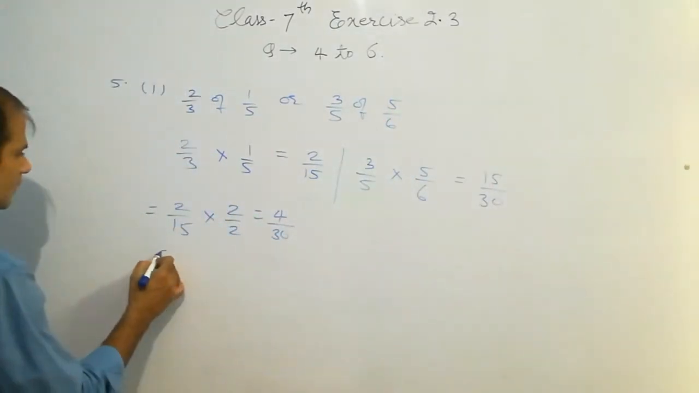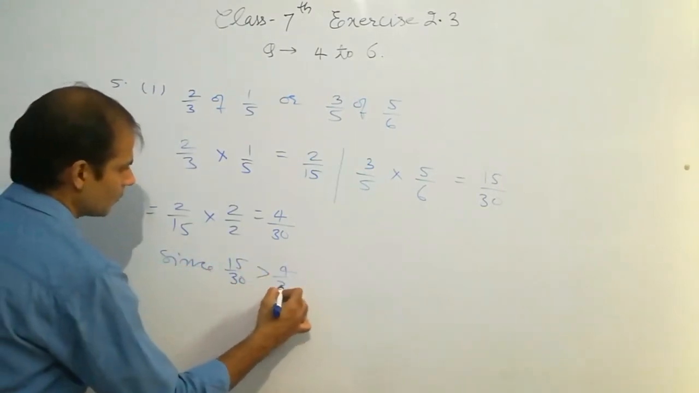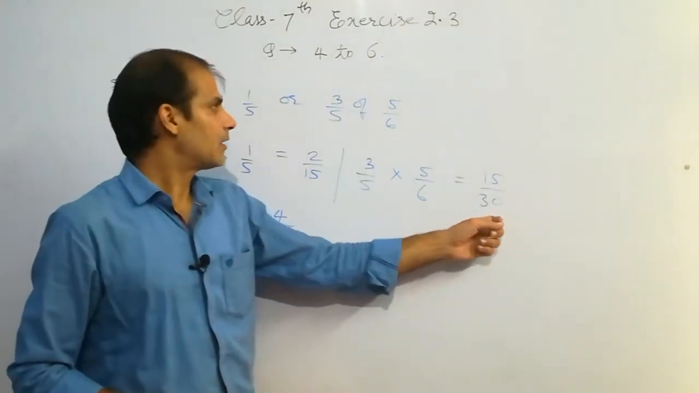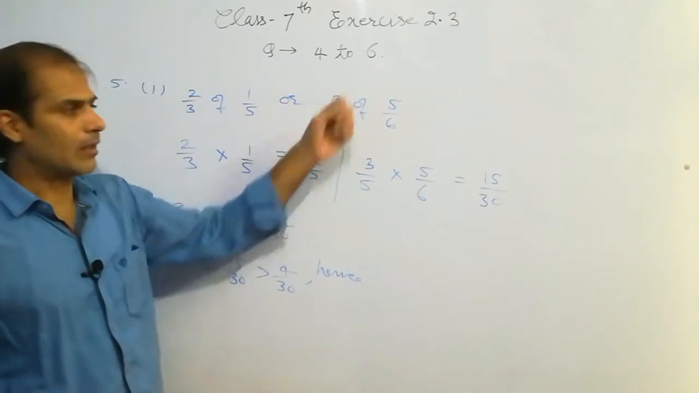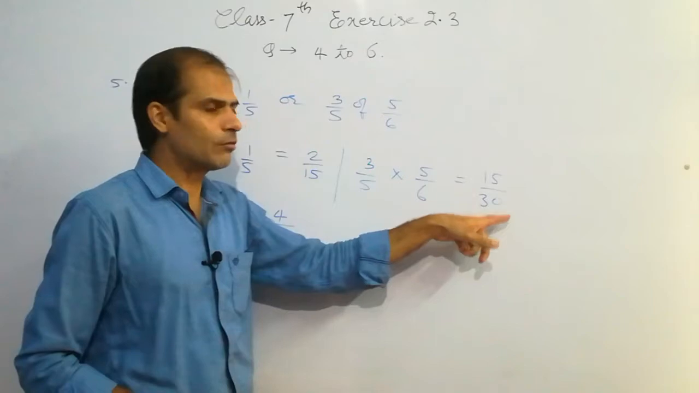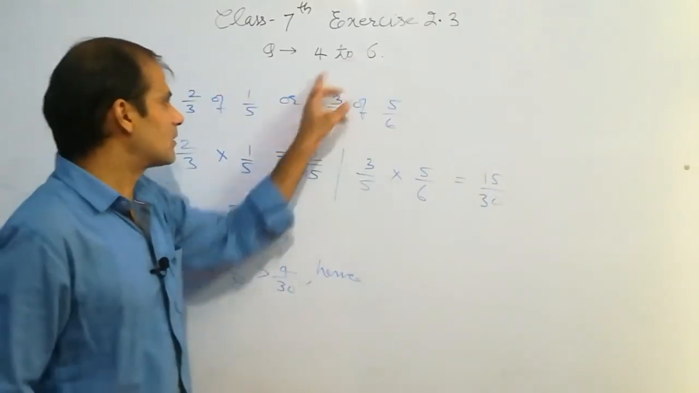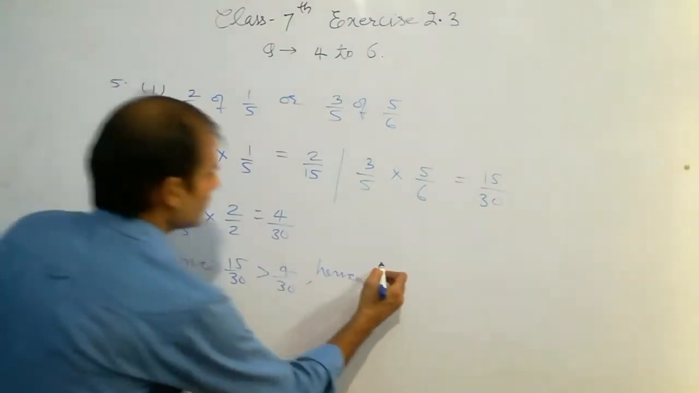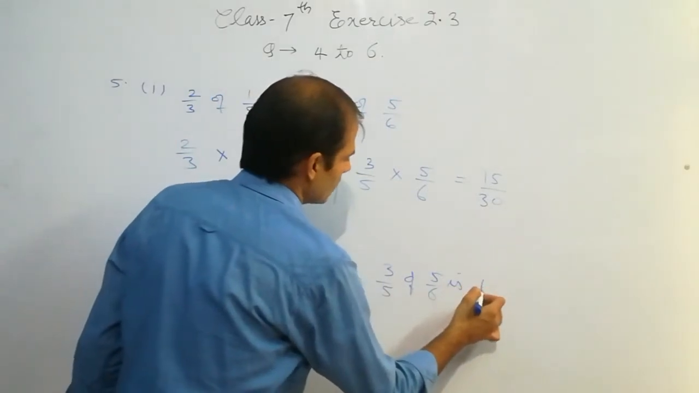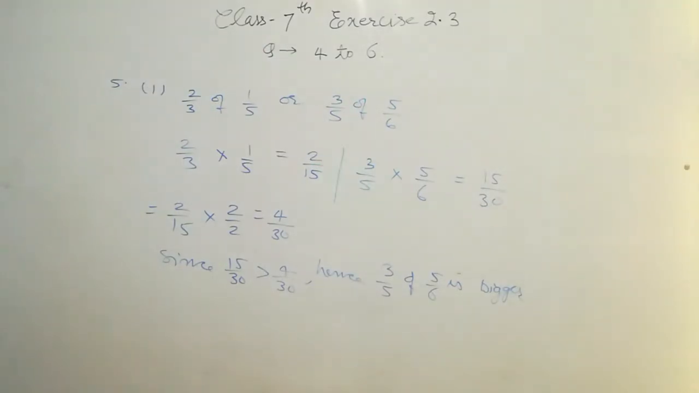Now you can write, since 15/30 is greater than 4/30, hence अगर ये फ्रैक्शन बिगर है तो दिस विल बी बिगर. मीन्स फ्रॉम दिस मैथमेटिकल ऑपरेशन वी हैव फाउंड 15/30. आपको 15/30 कहां से मिला? यहां से. सो दिस इज द बिगर. हैंस यू कैन राइट 3/5 of 5/6 is bigger. In this way you can write your answer.